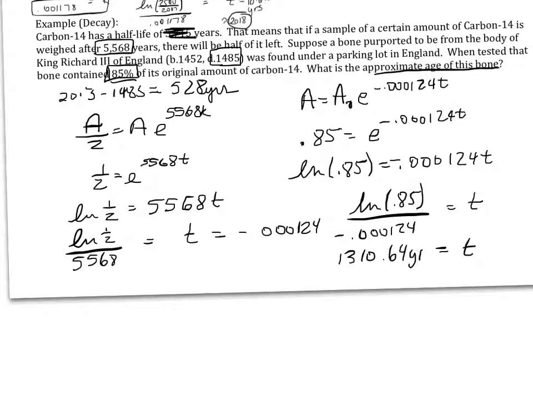And that t, when you plug it into your calculator, comes out to be 1,310.64 years old. Now, we expected something around 528 years. And the carbon dating suggests that this bone is actually 1,300 years old. So, therefore, it could not be from Richard III. It's from someone actually a whole lot older than Richard III that died a whole lot of time prior to that. Okay? So, that is one way that carbon dating works.